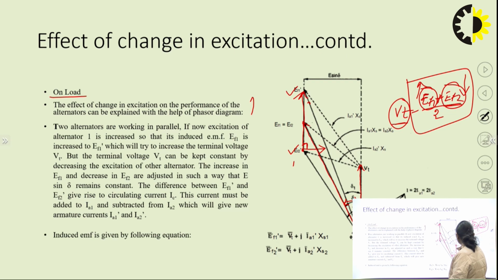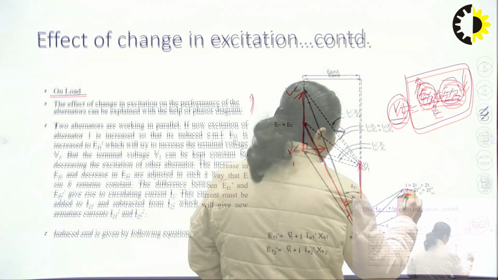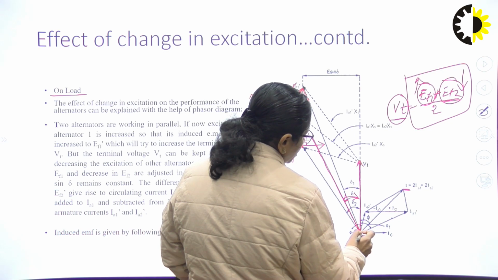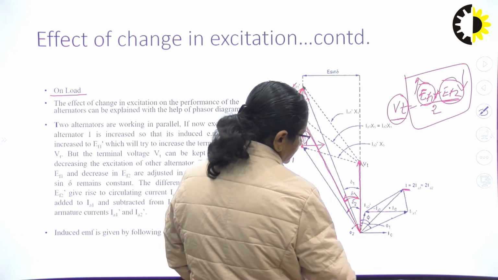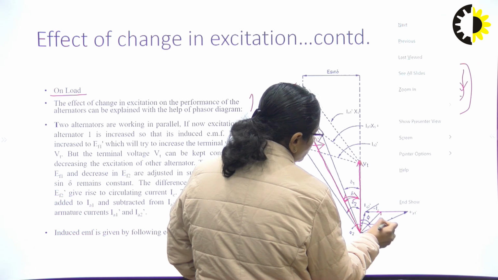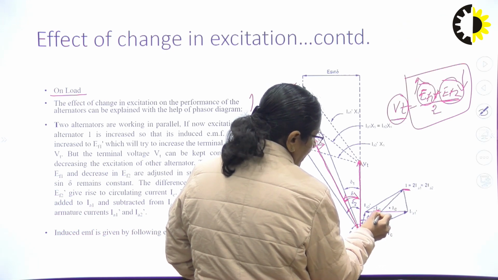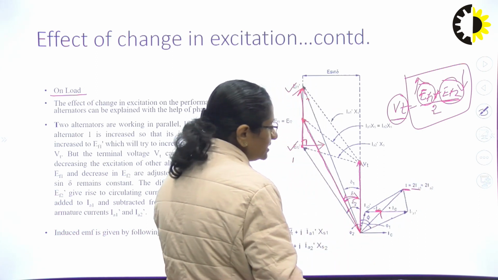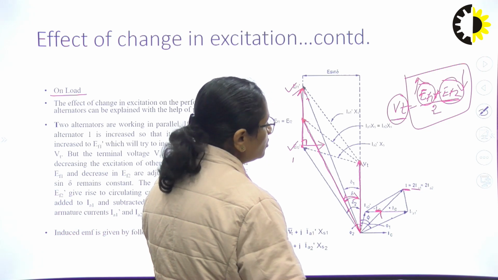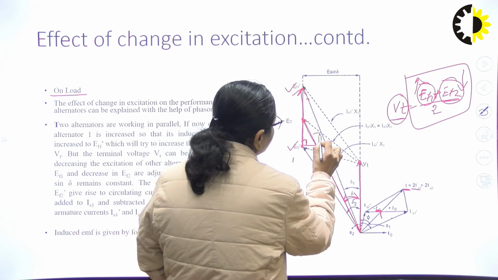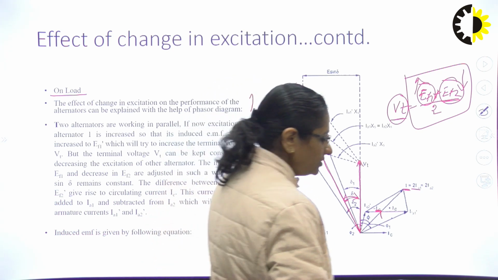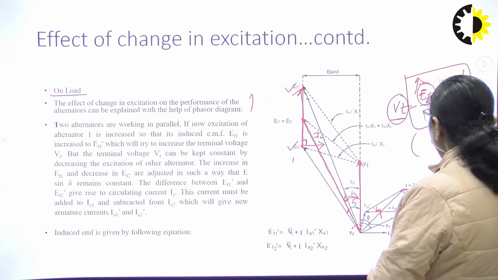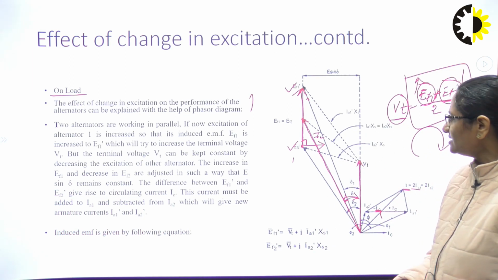Now, let us see the load part of the phasor diagram. The alternator was supplying a total load of say I ampere. It was the summation of the currents of the two alternators. The two alternators had equal current. The total load supplied was equal to the phasor sum of the current supplied by the two alternators. Now, what happens? As some circulating current is now present in this circuit, this circulating current flows from the side of alternator 1 to alternator 2.